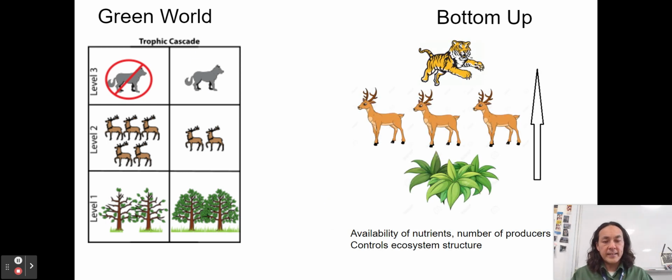Bottom up thinking, which is what most people thought controlled everything before this ecologist, Robert Paine, produced this paper, is that it's just the amount of nutrients available that controls ecosystem structure. In some instances, it does, right? We talked about that with eutrophication and algae blooms. But here, the amount of grass controls how many deer there can be, which controls how many predators they can support. So that's bottom up. Green world is top down.